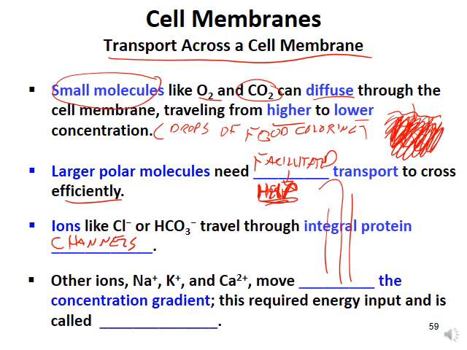Some ions, other ions, they move against the concentration gradient. Now that's not easy to do. They're basically going in through the outdoor, if you will. And that requires energy input, and it's called active transport. It's a little bit different than facilitated transport. And we'll get into this in a bit more detail in the future.